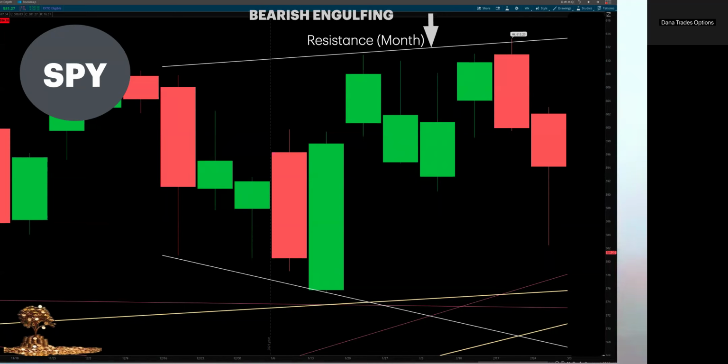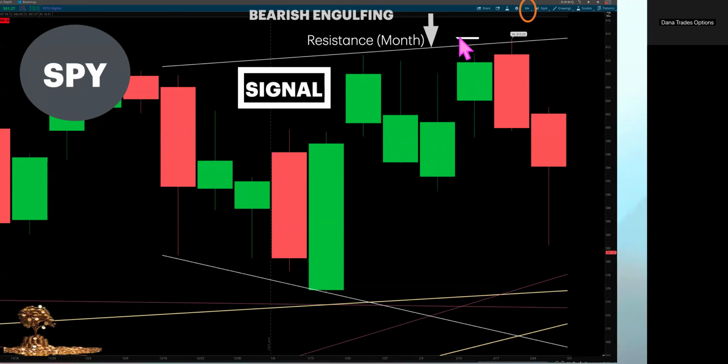Today I will demonstrate the bearish engulfing trade strategy that SPY presented this week. SPY, of course, is the S&P 500 ETF. On your screen, you see SPY on the week time frame. You know what that means. Each candlestick represents 1 week of price data.